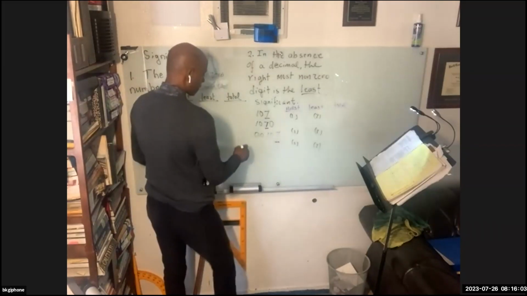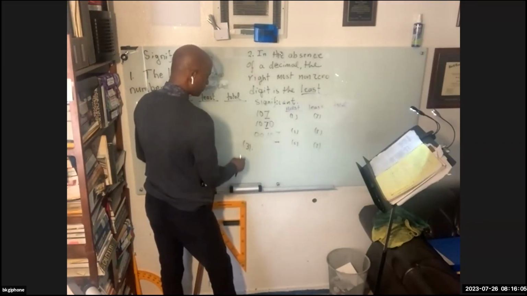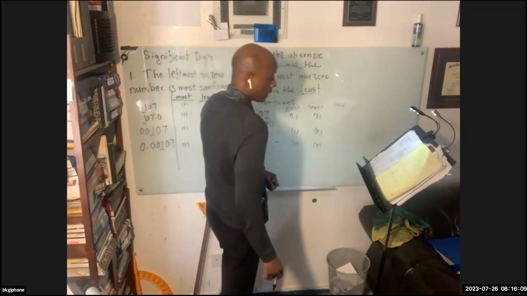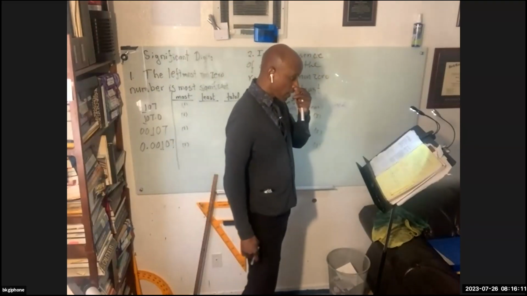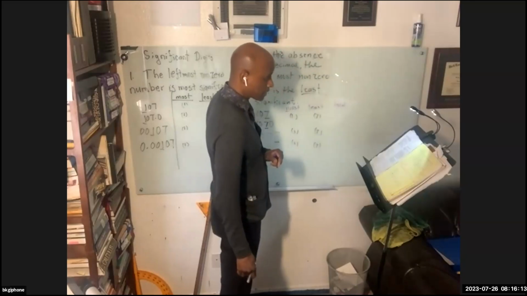All right, third rule. When a decimal is present, the rightmost digit is the least significant.